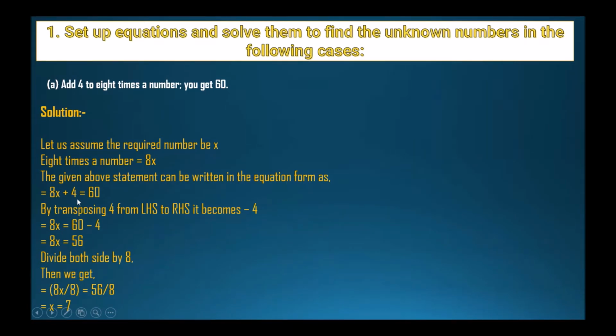Now we will bring this 4 to the opposite side, that is the RHS side. So this plus 4 will become minus 4. So 8x equals 60 minus 4. So 8x equals 56. Now we will divide by 8 on both the sides. While dividing by 8 on both sides, we will get 8x upon 8 equals 56 upon 8. Here 8 will cut, so x will remain, and 56 upon 8 is 7. So the answer is x equals 7. So the required number is 7.